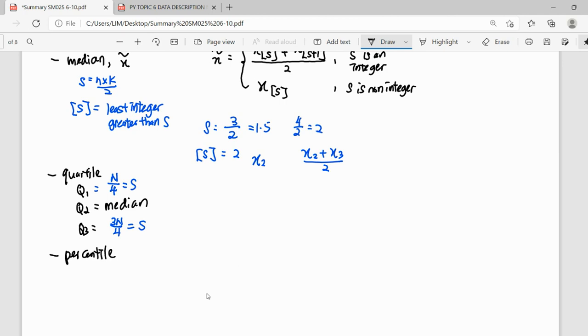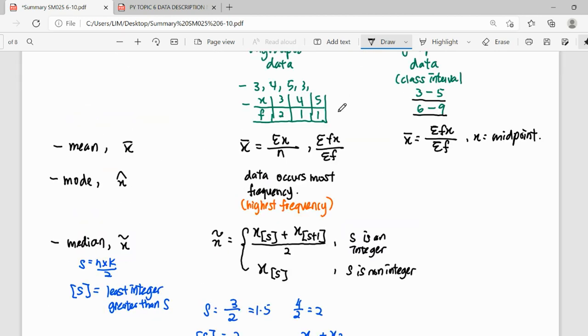If you see your percentile, it depends on which percentile you want to calculate. If you want to calculate percentile 81, it will be 81 per 100 times our data. You want to see how many percentage. You want to see 57 percentile, so it will be 57 per 100 times your data. So it depends on which part you're going to analyze your data.